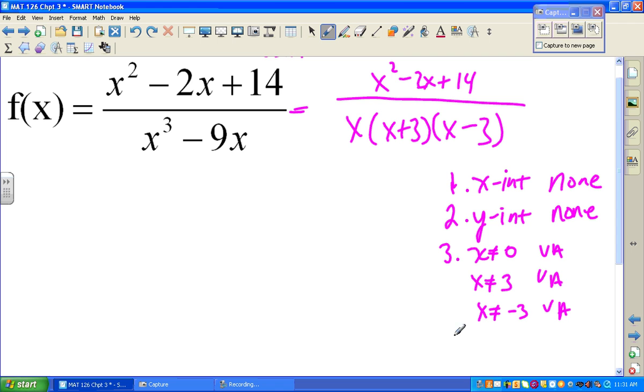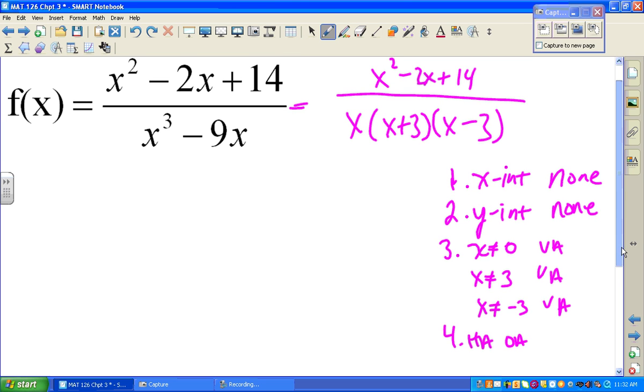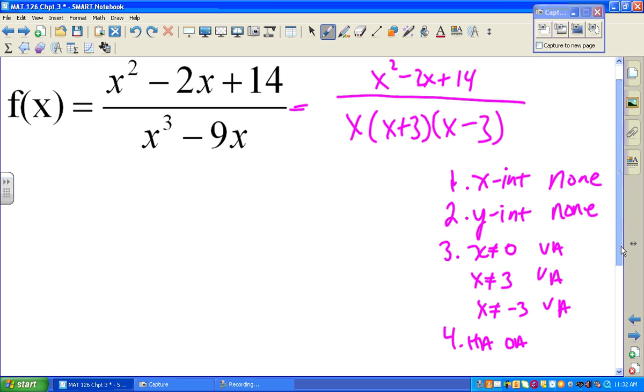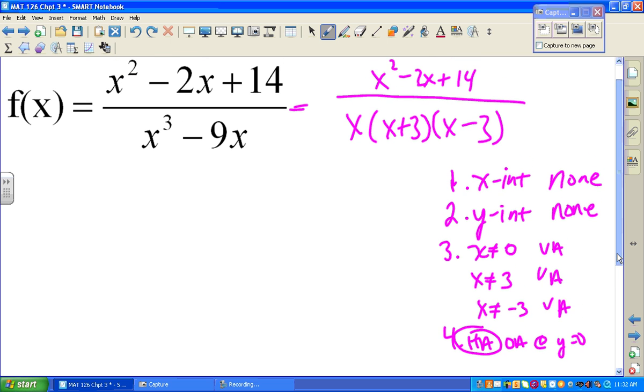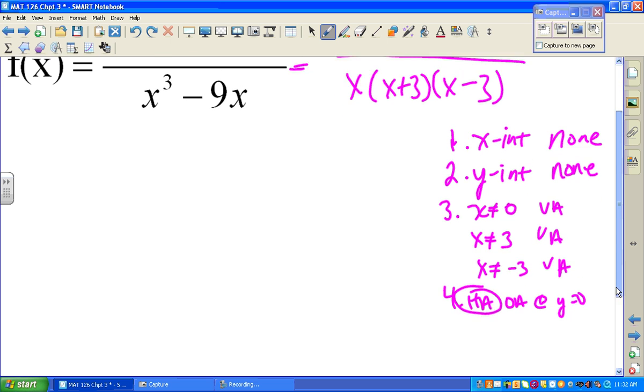Horizontal or oblique asymptote. Let's see, the degree of the numerator is 2, the degree of the denominator is 3. Horizontal at y equals 0, because the degree of the numerator is smaller than the degree of the denominator.